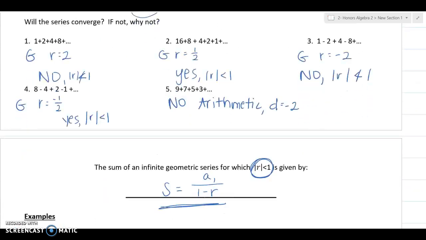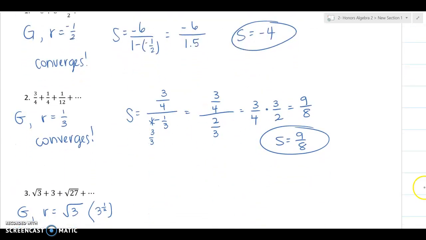If you check, number 2 is also geometric. You'll find the ratio to be 1/3. That means this one also converges. So if I look at my sum, I plugged in my a1 of 3/4 over 1 minus 1/3. I changed that 1 to 3 over 3 to get 2/3 in the denominator. I turned this into a multiplication problem, and I got the sum is approaching 9/8. So again, the larger the n value, the sums will continue to approach the value of 9 over 8.